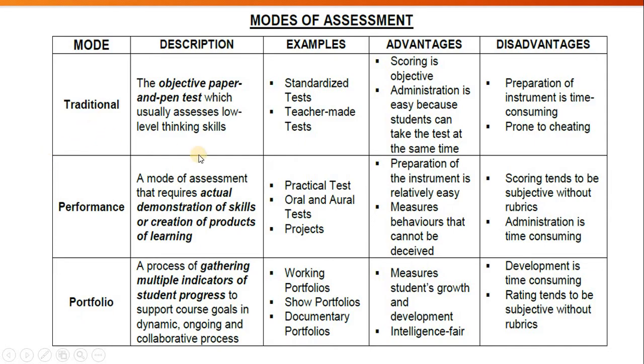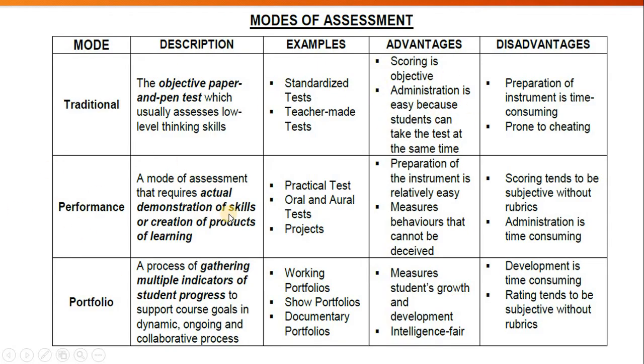If we say traditional, this is a pen and paper test. Most common examples are the standardized tests like the National Achievement Test, the NCAE. We also have the teacher-made test. One of the disadvantages of traditional, it's prone to cheating, and preparation of the instrument is time-consuming. But the advantages, it's objective. Administration is easy because students can take the test at the same time. So that's traditional. It can provide tests on a number of group of people.